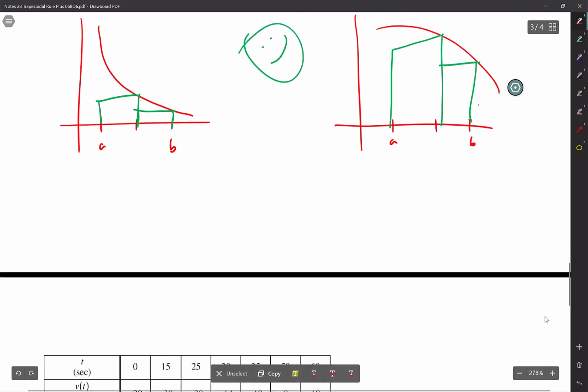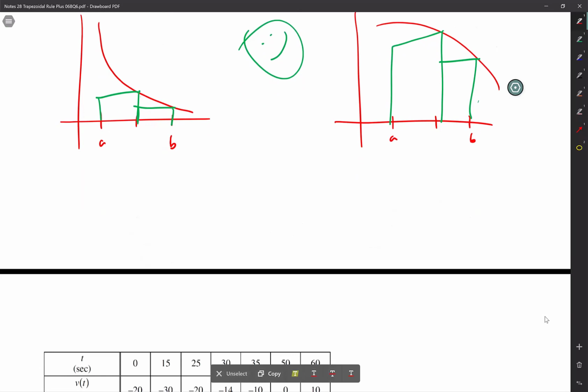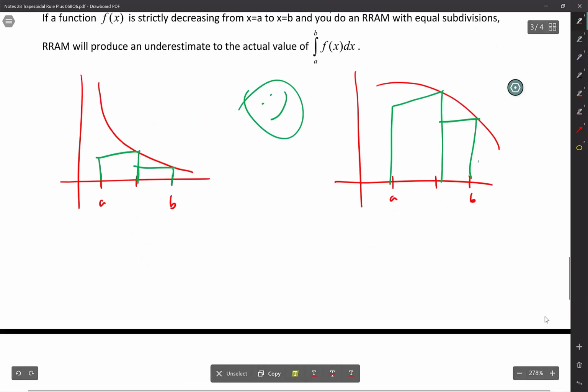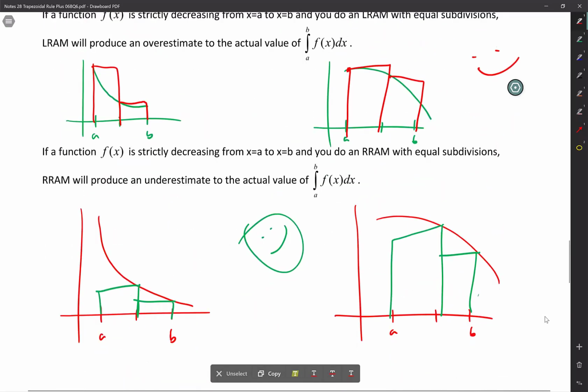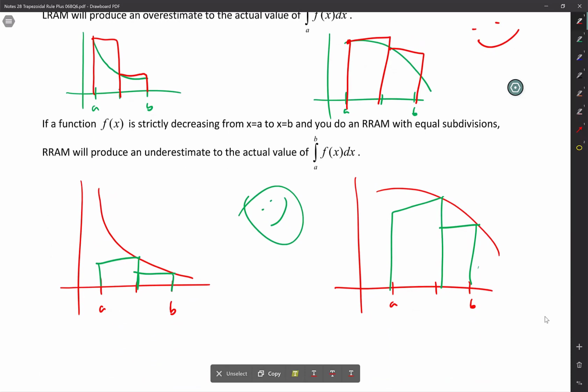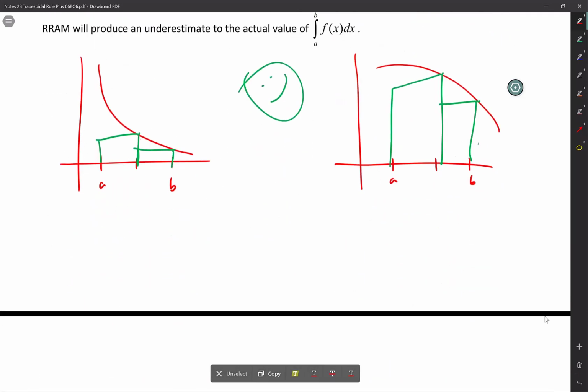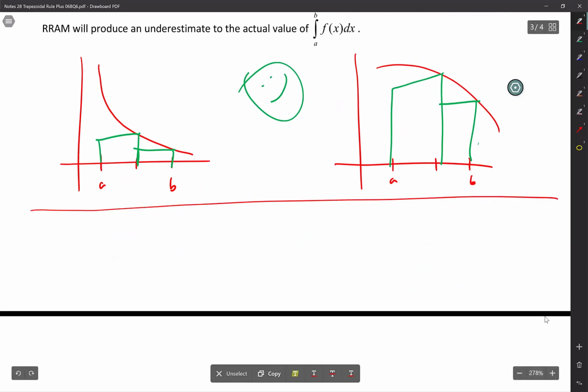With trapezoids, I don't think it matters as much as it does for these type of graphs. For trapezoids, I think it matters more about concavity. So think about the concavity of a graph. If I have a graph that's concave up and you do a trapezoid, here's me zooming in on the trapezoid. Point here, point here. Notice that that trapezoid is a little above the curve.